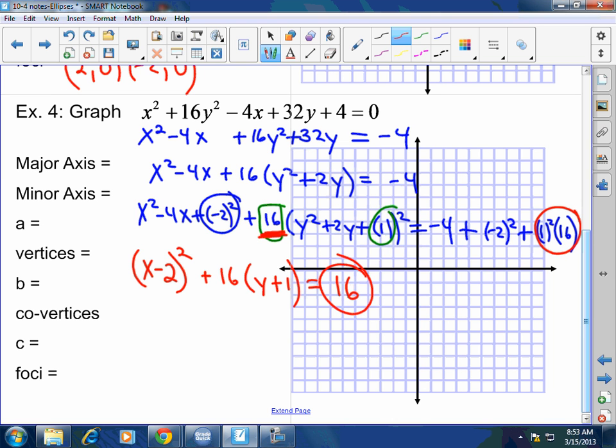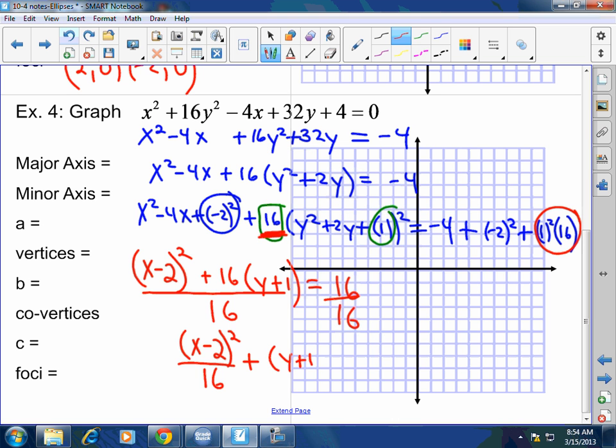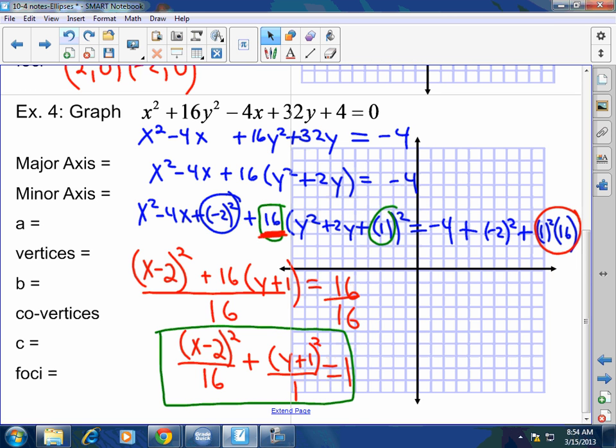Is it supposed to equal 16? Okay. So, what do you think? Divide both sides by 16. So this is going to be x minus 2 squared over 16 plus y plus 1 squared over 1, because 16 divided by 16 is 1, equals 1. That's my answer, my brothers. That's my ellipse. Little bit of a process, but not that hard, really. Not that hard at all.